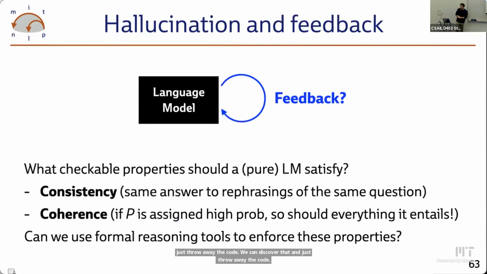Can we use related ideas to get better supervision for language generating systems themselves? The key idea here is that even though these language models are generating free-form language as output, many of the properties that we would like LMs to satisfy have nice formal descriptions. And one that we're really going to focus on here is coherence, right? If the model asserts P, then it should not also assign high probability to not P. It should not also assign high probability to things that contradict P.